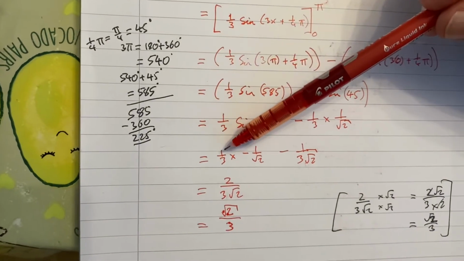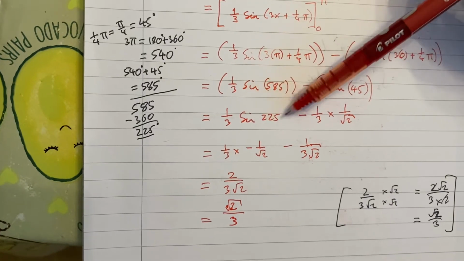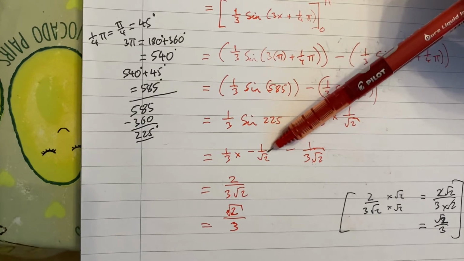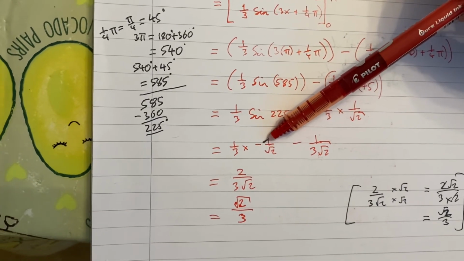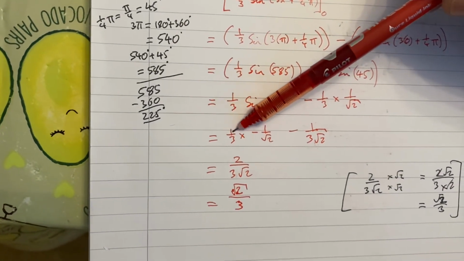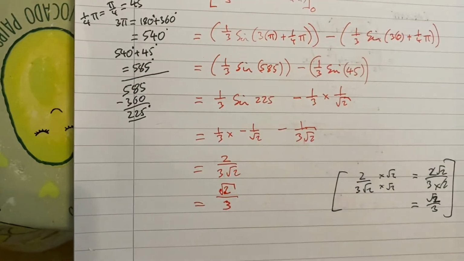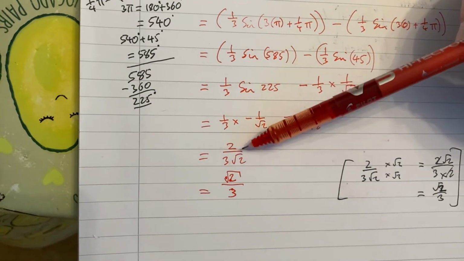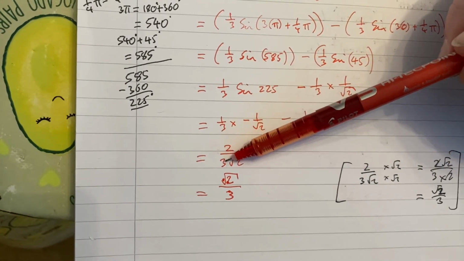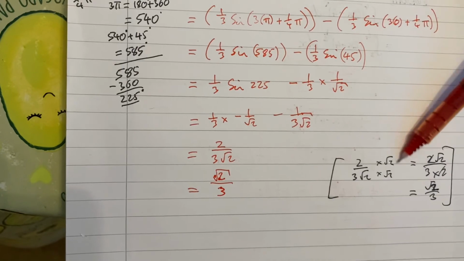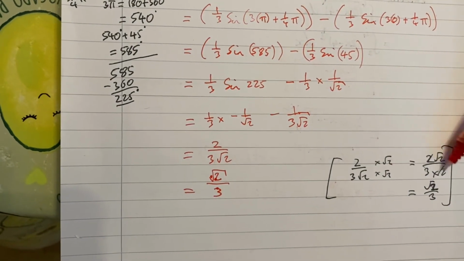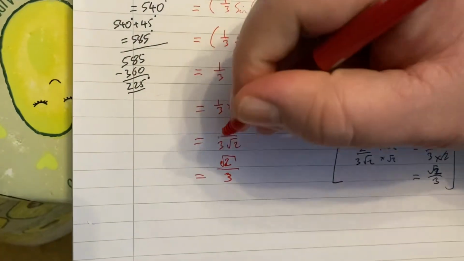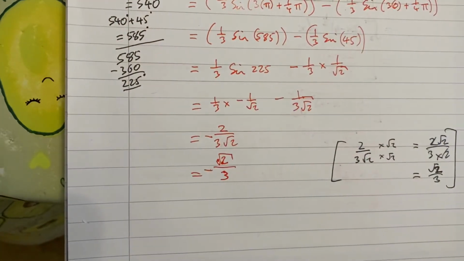So again, 1/3, 225, third quadrant, acute angle is 45, sine of 45 is 1 over root 2, so it's negative 1 over root 2. So it's negative 1 over 3 root 2 minus 1 over 3 root 2. So it's negative 2 over 3 root 2. If we times top and bottom by root 2, we get the 2's cancelling, so we get root 2 over 3. So this should be negative root 2 over 3.